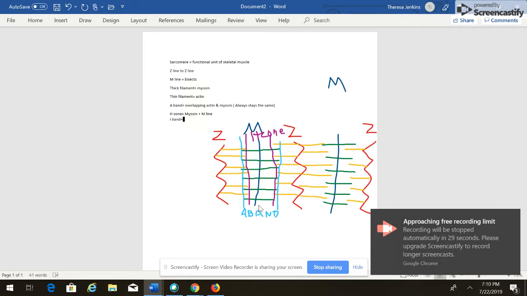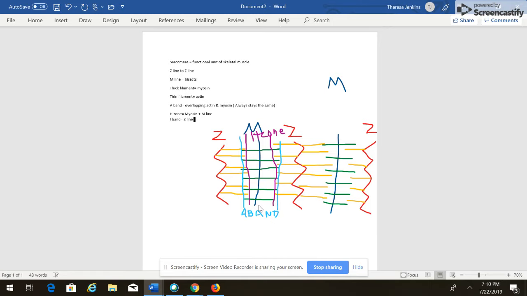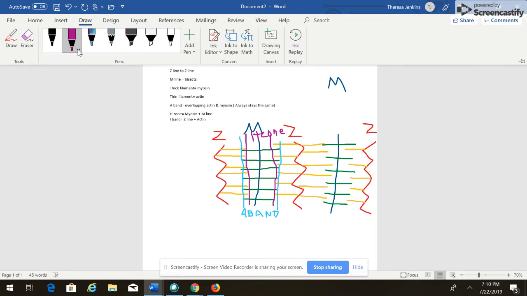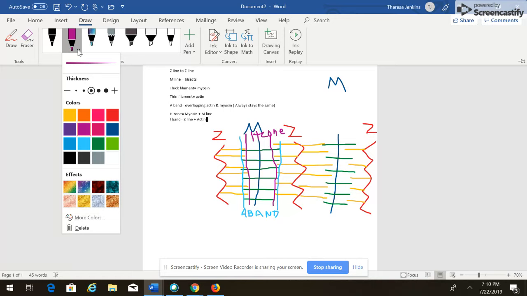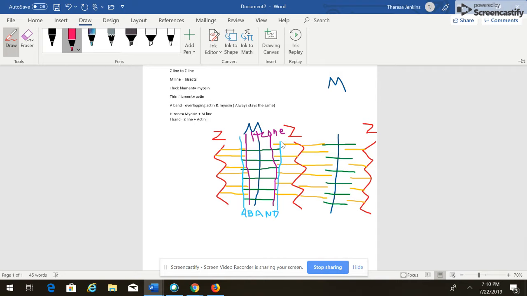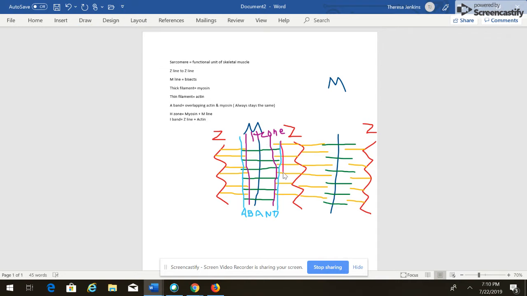Now, this means it's going to contain the Z line plus actin. It looks like I'm running out of time on my video, so I'm going to put in the I band in this nice pink color. So again, it's going to come here at the end of the myosin, and it's going to come here.